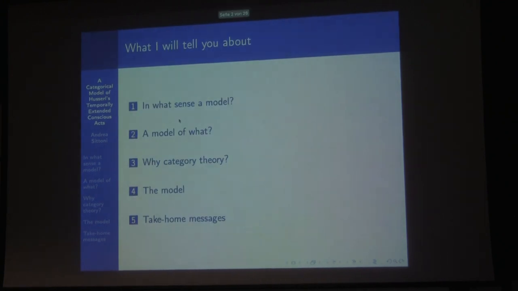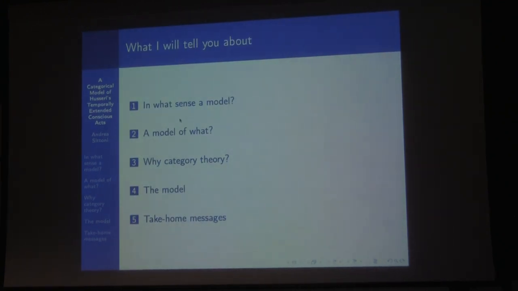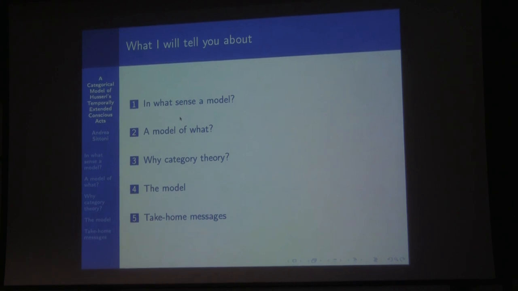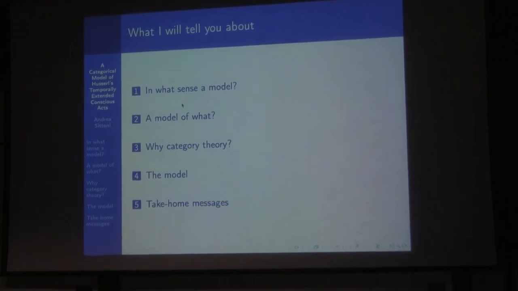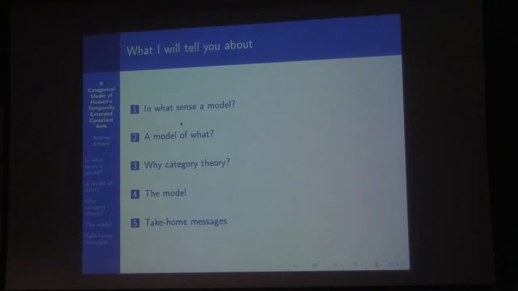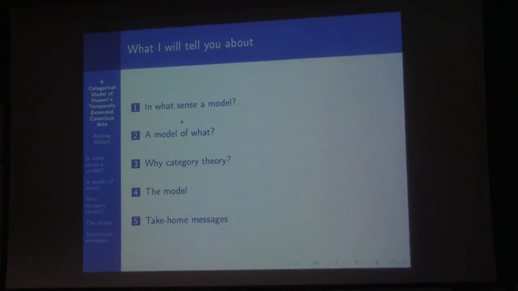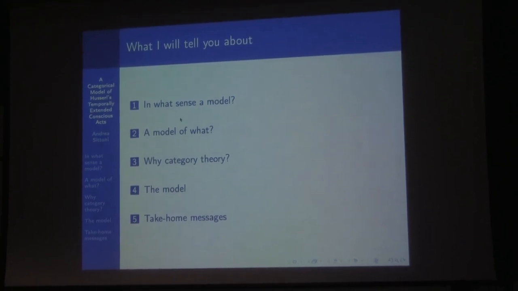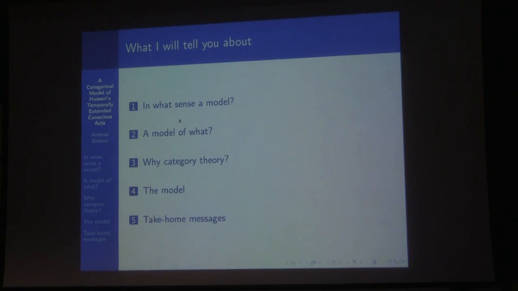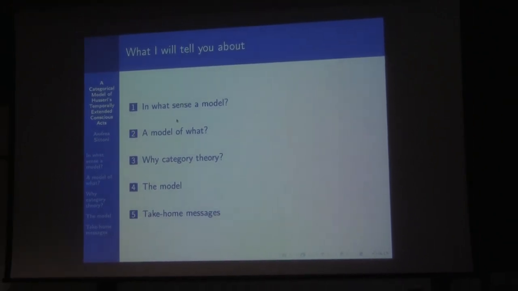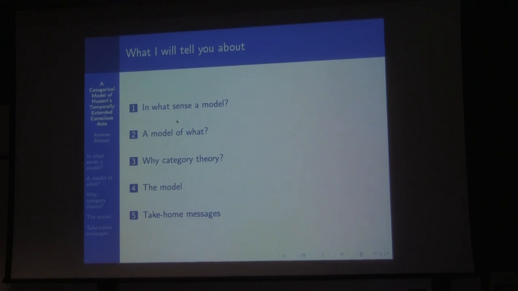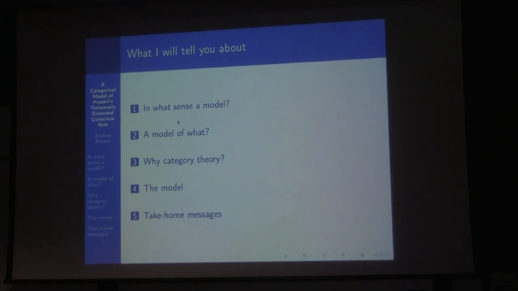First of all, I want to give an outline of what I will tell you about. I want to specify very clearly in which sense I have a model, because in science in general, but especially in cognitive science, I feel like there is a bit of confusion when we talk about models, and I want to pin it down from the perspective of philosophy of science. Then I will explain what I will model, and this is basically a Husserlian view of how we perceive things.